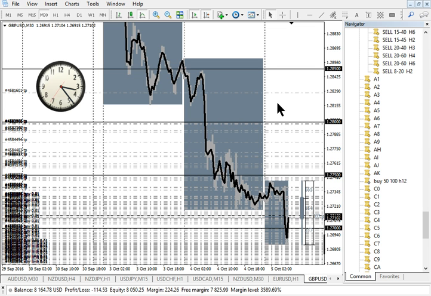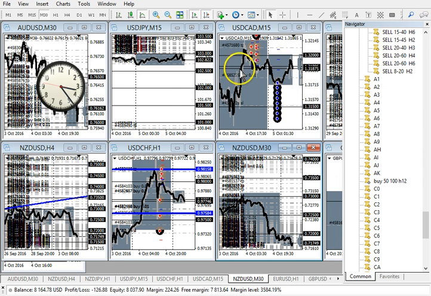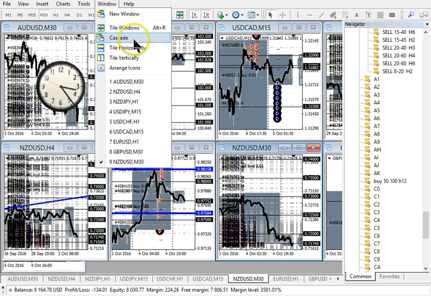But the euro dollar is coming back and off. I don't have the euro versus the pound in here. I should probably delete one of these New Zealands and put up the euro pound on here.